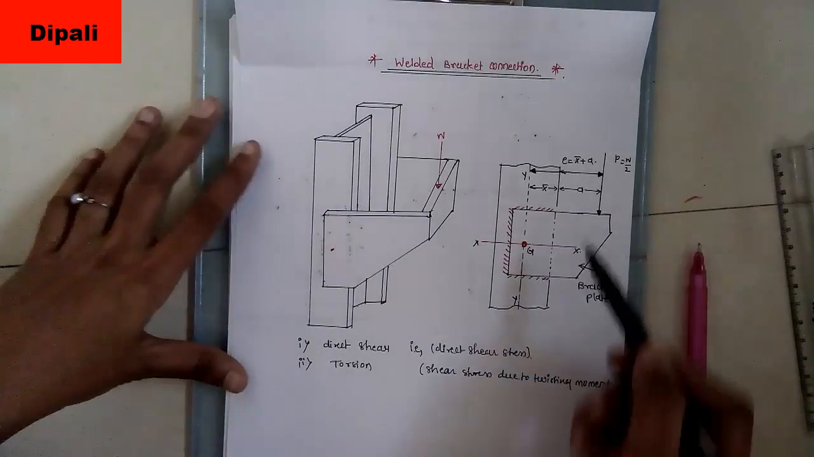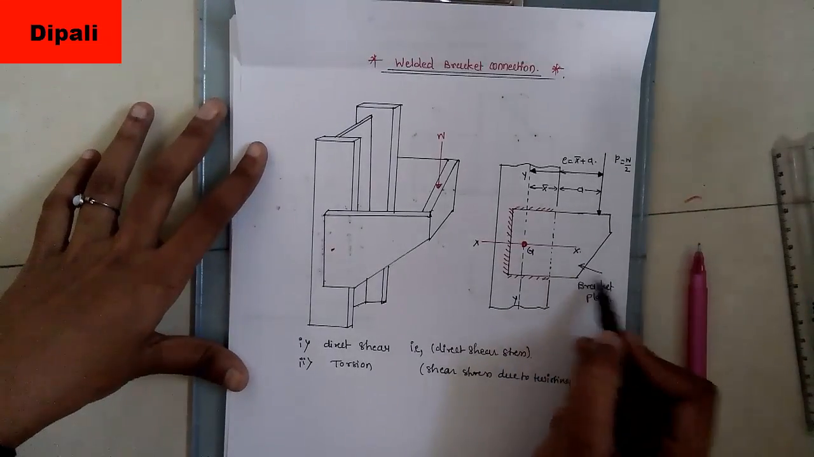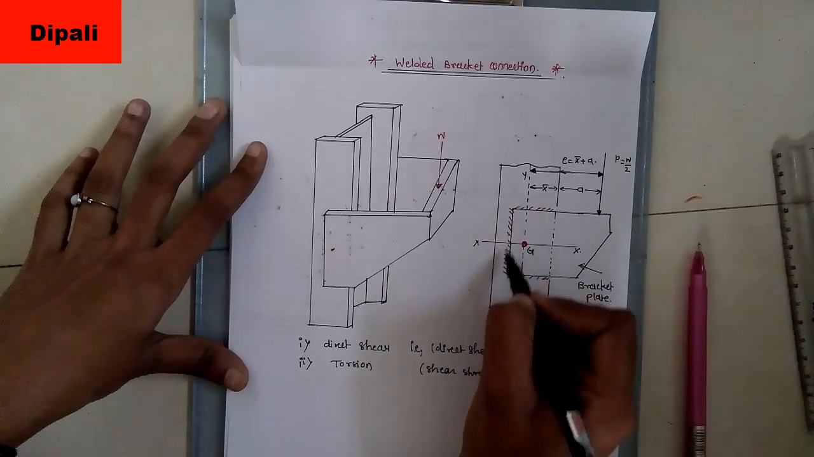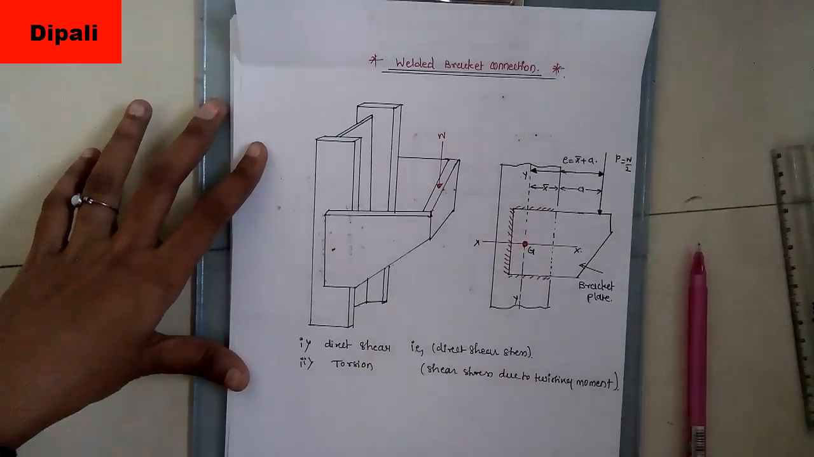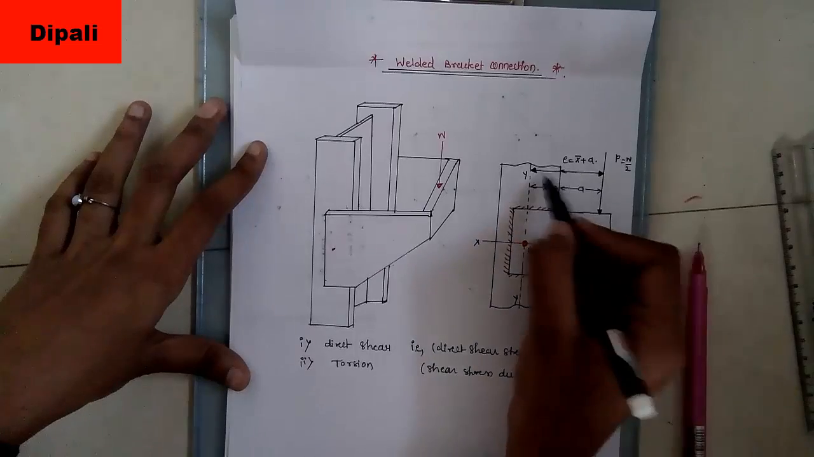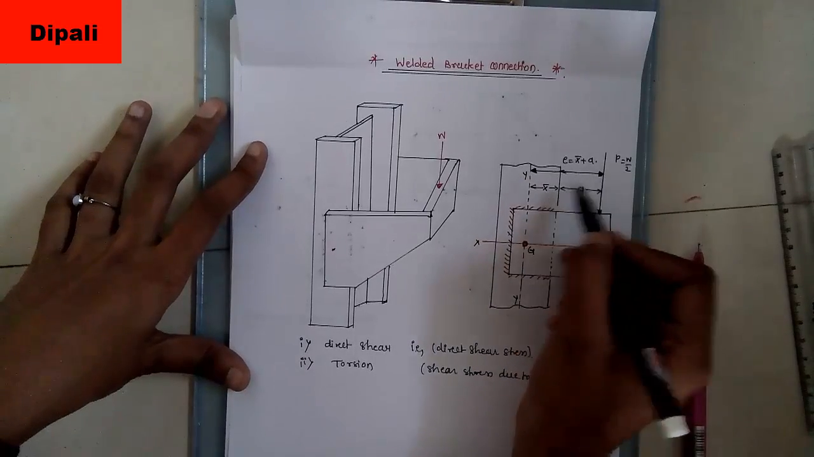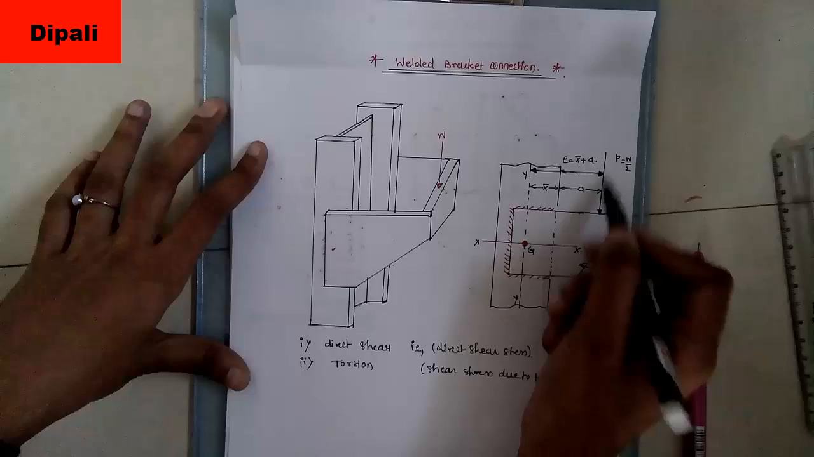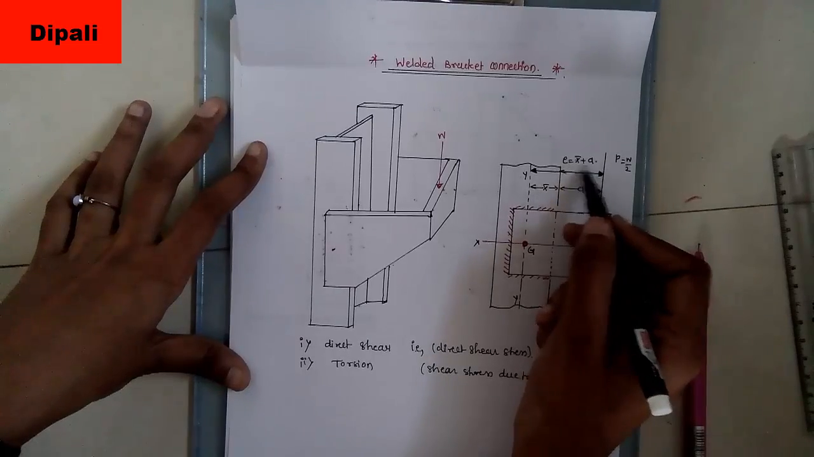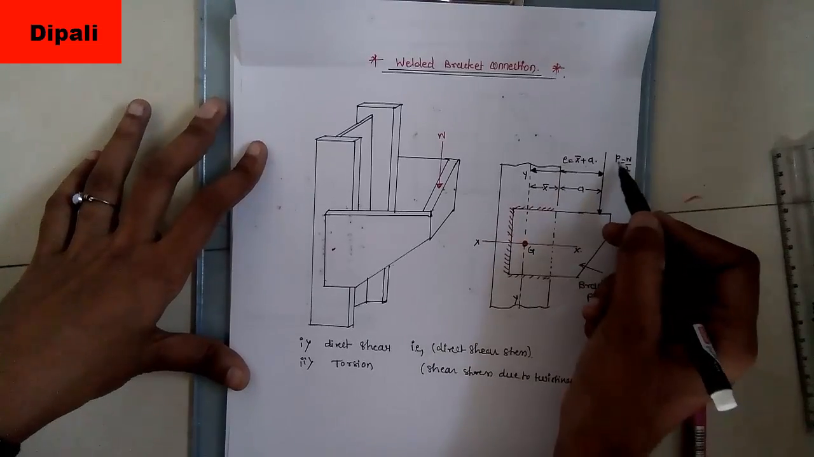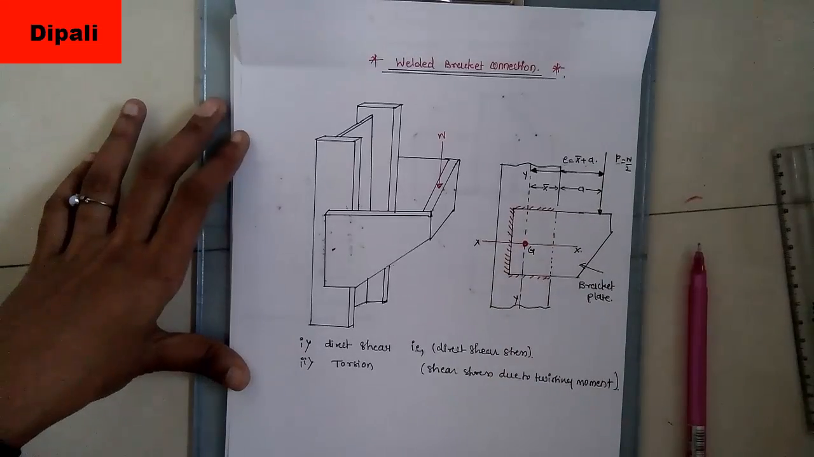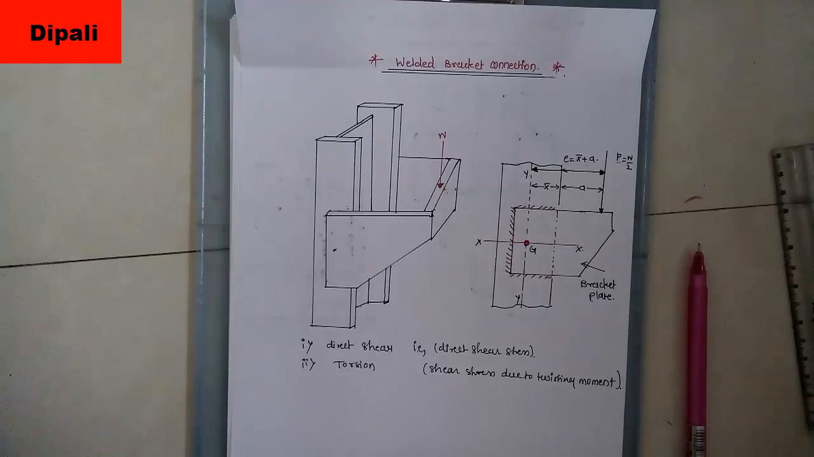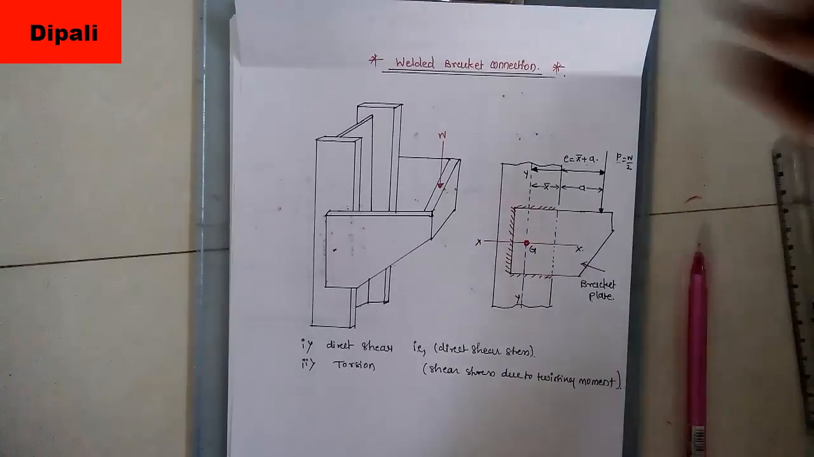As you can see in this diagram, this is the bracket plate and this connection is called a welded bracket connection. This distance up to the load is E, the eccentric distance, and this load is the applied load. In this topic I have one numerical based on the welded bracket connection, so let's move toward the numerical.